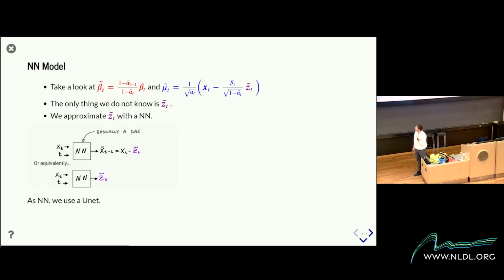And this network is a pretty simple network. It's basically a denoising autoencoder. I don't know if you know this kind of model, but this is just a neural network that takes some image that is noisy and spits out an image that is clean, without noise. It's a pretty simple neural network. Equivalently, we can say that our neural network takes the same input and spits out the amount of noise that was added there.